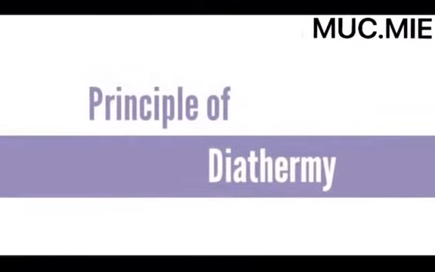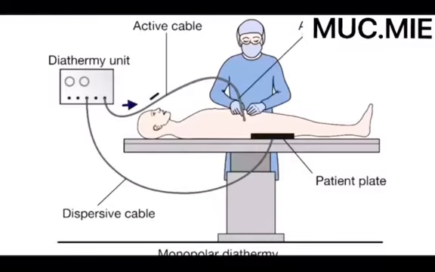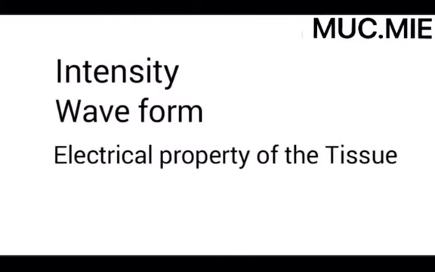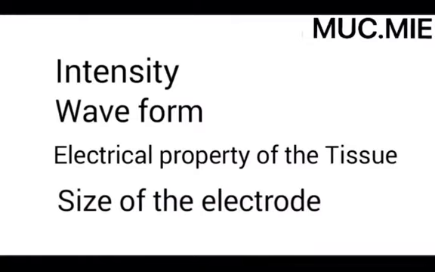Today we're going to talk about the electrosurgical unit, or diathermy unit. Let's start. The principle of the diathermy, or electrosurgical unit, is popular. An active current passes through the active electrode and active cable, through the patient, to the patient plate and the passive cable, which completes the electrical AC circuit. Let's go with the intensity and the waveform of the current and the electrical properties of the tissue. Hence, we're going to study the size of the electrode.